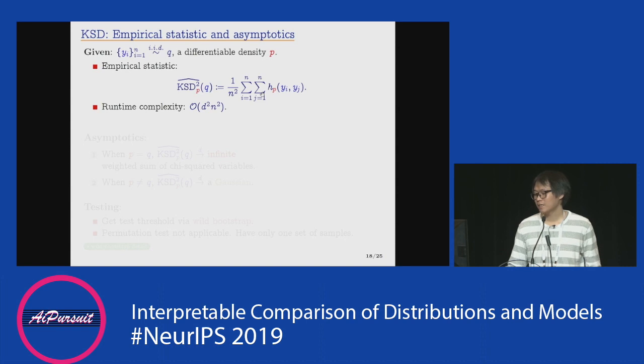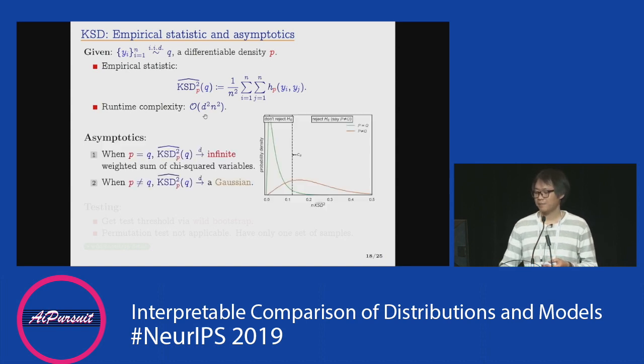It turns out that the asymptotic distributions are very similar to the MMD case. Under the null hypothesis, when p is equal to q, this KSD hat follows an infinite weighted sum of chi-squared variables that Dougal also showed you in part 2. Under the alternative, when p is not q, the KSD is asymptotically normal.